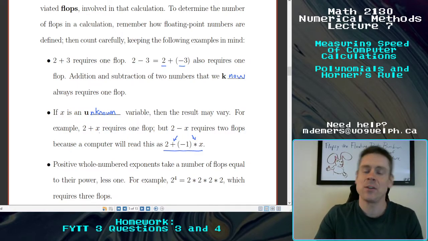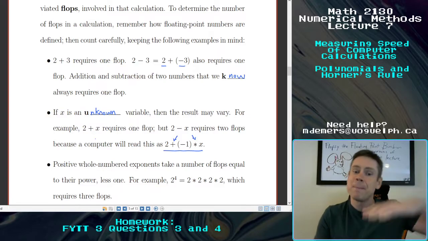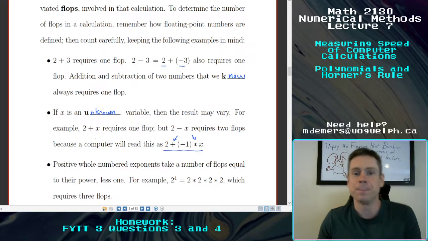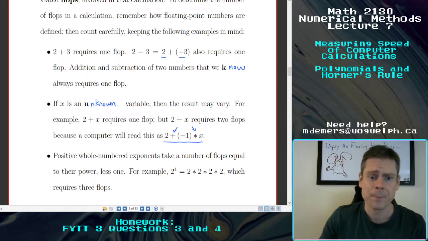Whereas x could be a positive or a negative number or 0, and 2 plus an unknown will be just 1 flop. So that minus sign, if you have a minus sign, it may embed an extra flop if we don't know what the quantity is that's being subtracted. So be aware of that.